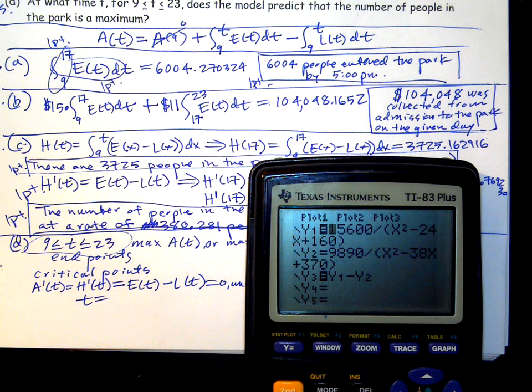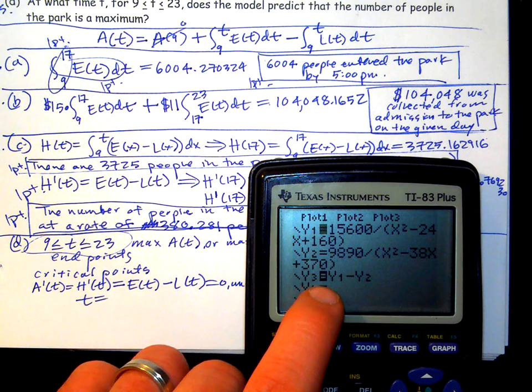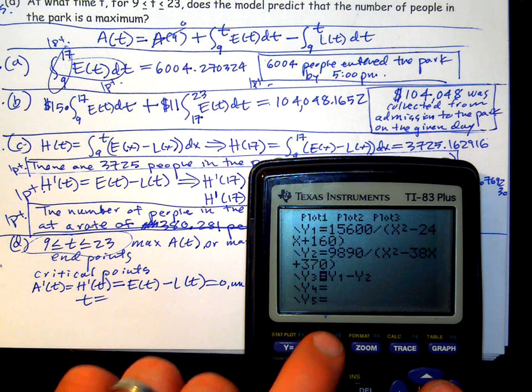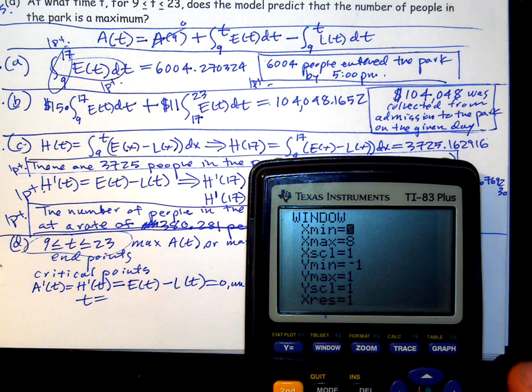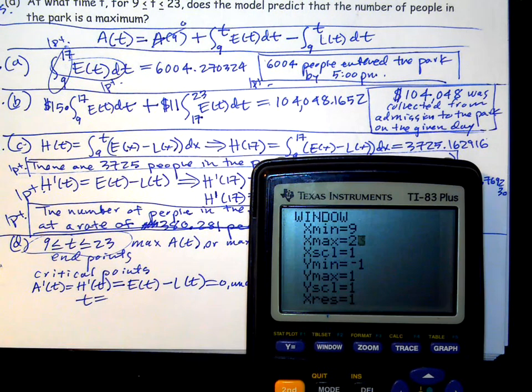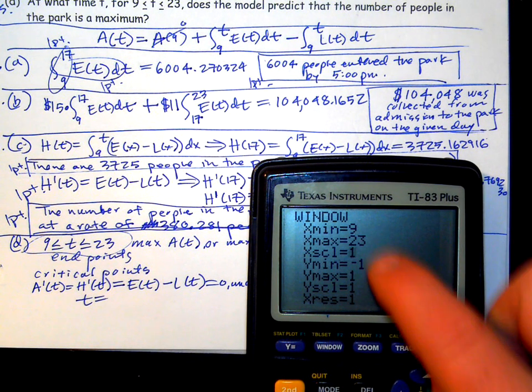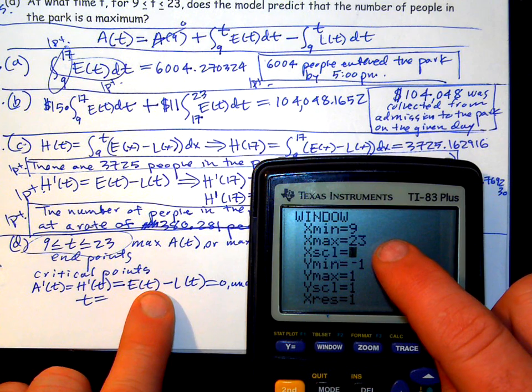Now, if I turn them off, this third one still works. So I'm just going to graph this one. I'm going to go to window. I always go to window before graph. And I say, well, what are the endpoints I'm looking at? Well, 9 to 23 is where we're looking for critical points. And we're just looking for the x-intercepts of this graph.